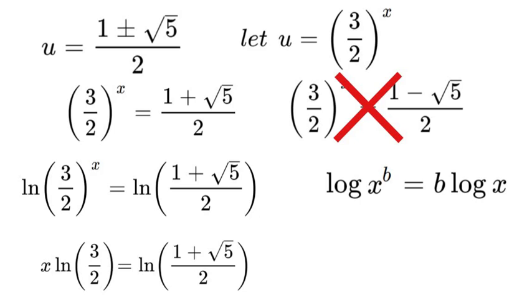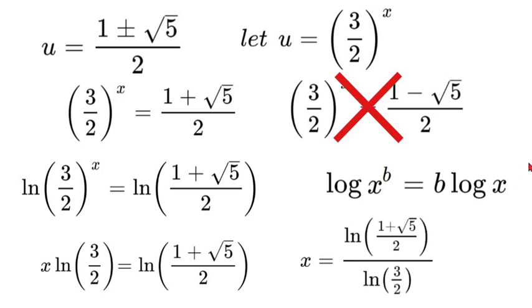Now, all we need to do to get x by itself is to divide by natural log of 3 over 2 on the left side. And so our final answer would be x is equal to natural log of 1 plus square root of 5 over 2, which is all over natural log of 3 over 2.